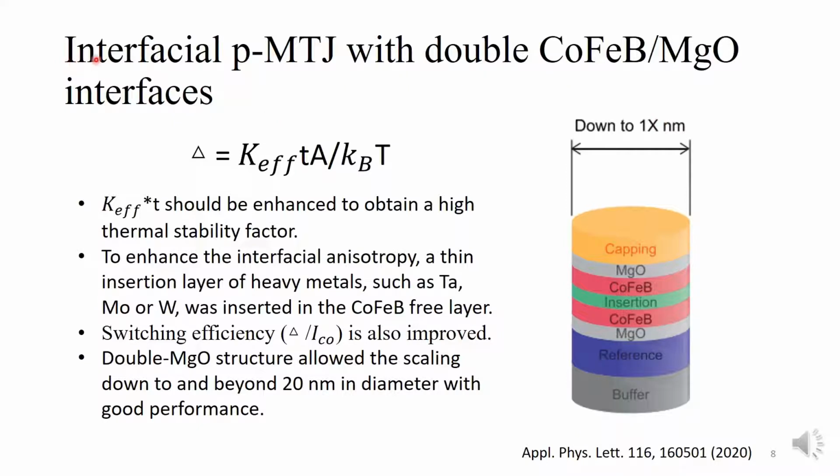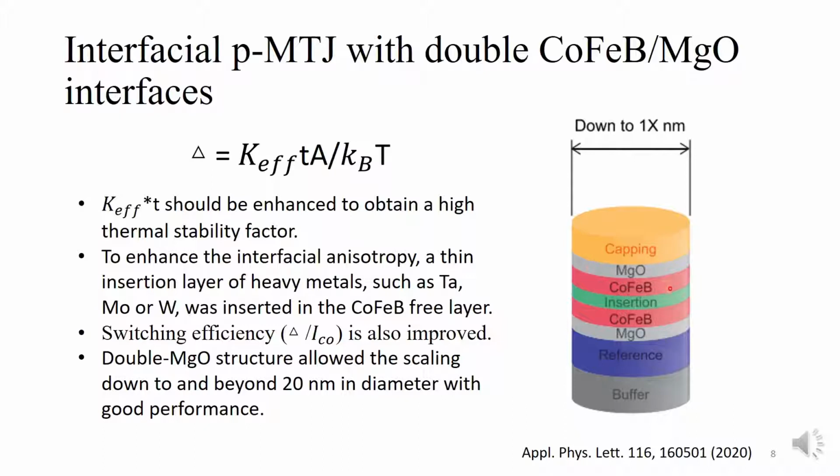And this is the interfacial perpendicular MTJ with double interface. The thermal stability factor realized in this early MTJ was not high enough. So in order to increase the thermal stability factor and continue the scaling, the effective anisotropy energy times the thickness needs to be enhanced. However, increasing the thickness makes the interface anisotropy lower.